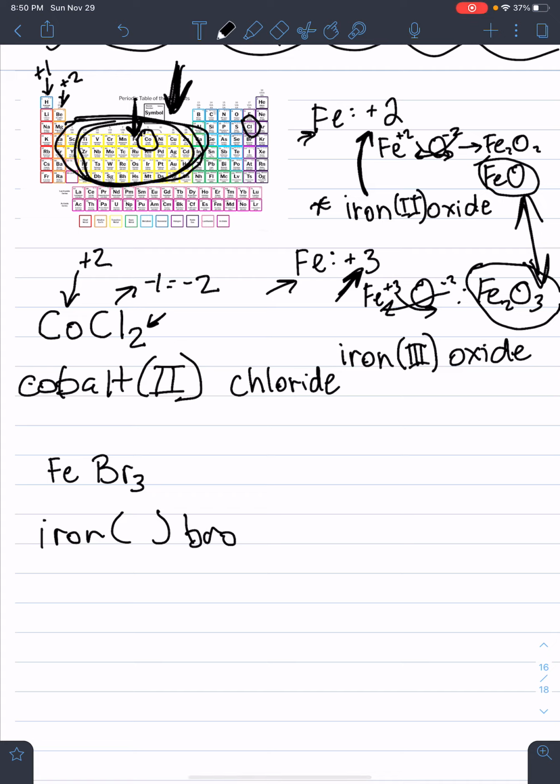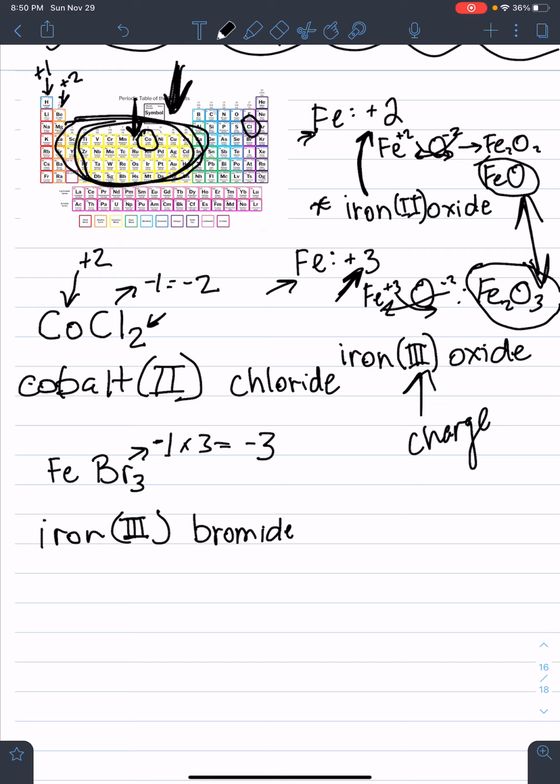Oh, sorry, that's really messy. Let me erase it for you and rewrite it better. So this is going to be bromide. And bromine usually has a -1 charge. But when we times it by 3, because there's 3 of them, it's going to have a negative 3 charge. So this iron has to be iron 3 bromide. So it's going to have a charge of 3. All right, hopefully that makes sense. So these Roman numerals represent the charge.